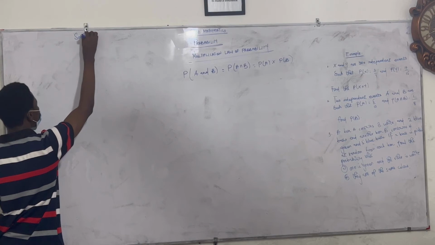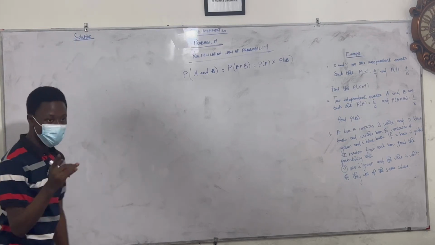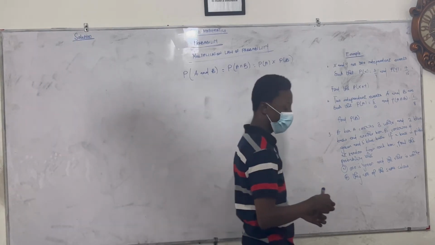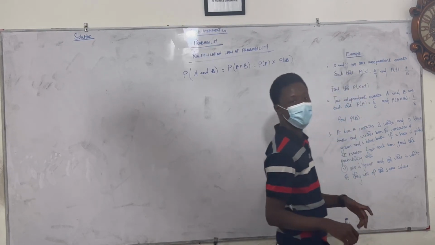We'll be paying attention to mutually exclusive events. Section A, probability of A intersection B.